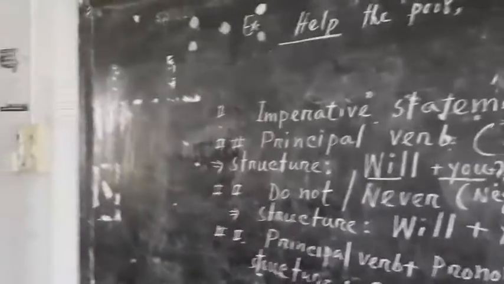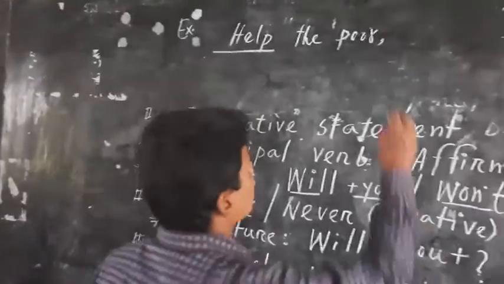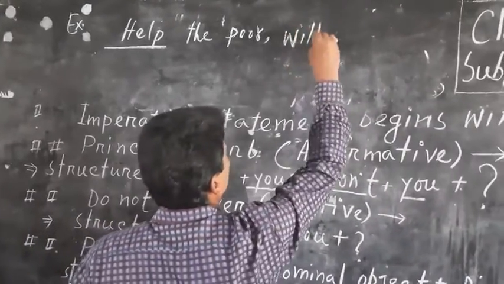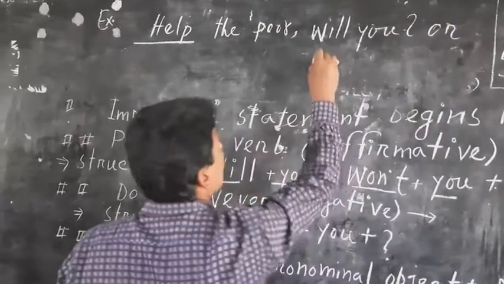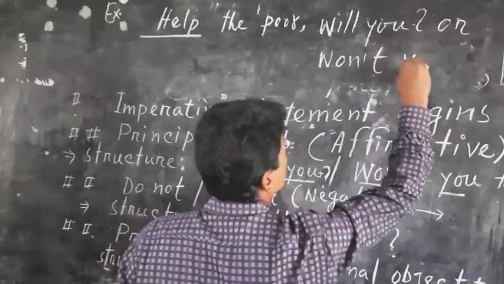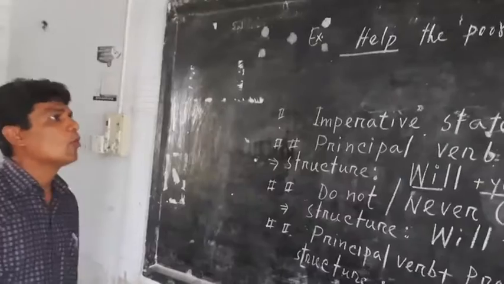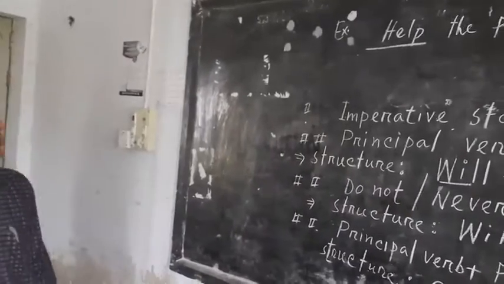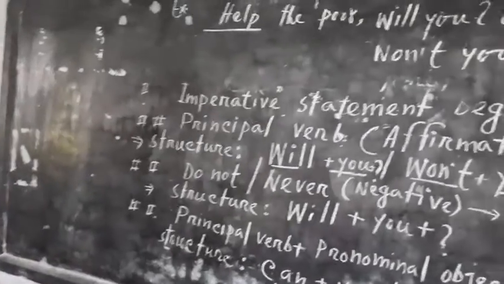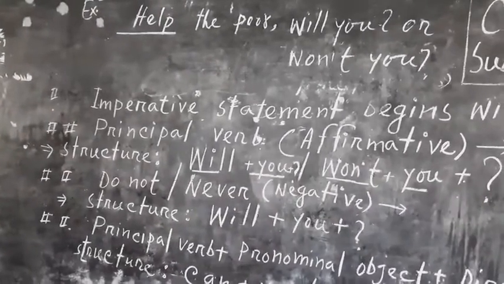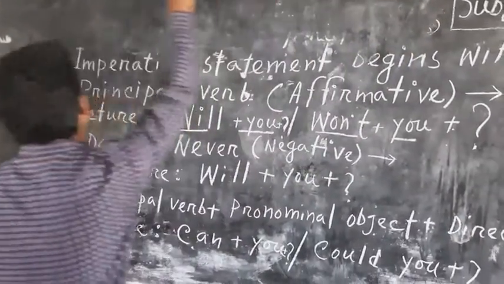At that time we can make a tag question by using will you, or won't you. In that case, using won't you is better. Are you clear, student? Yes, of course. Well done. Next, I wrote the second rule.